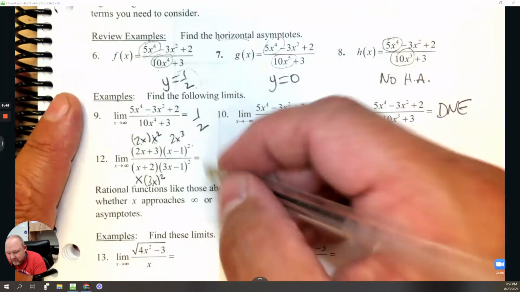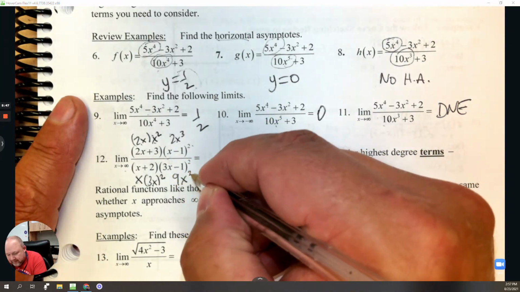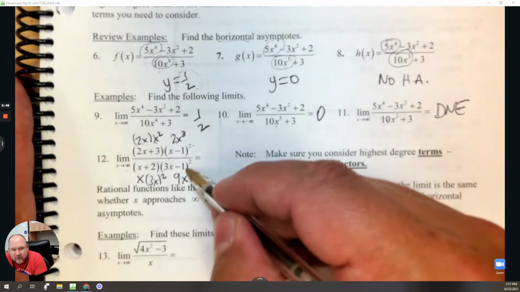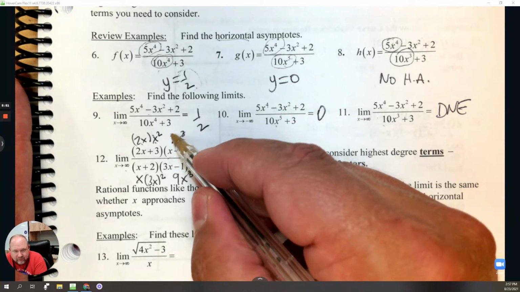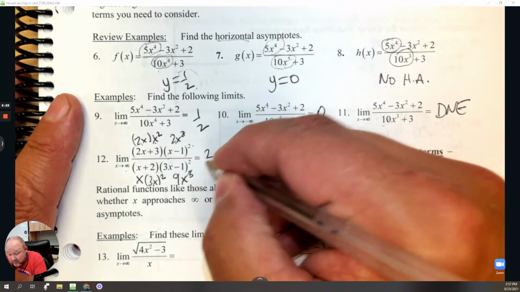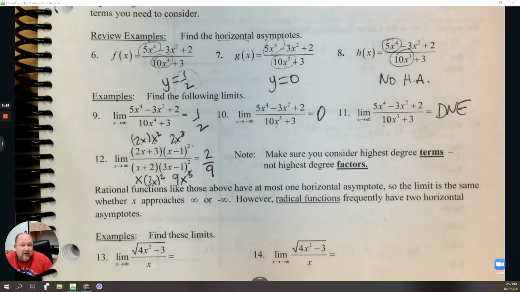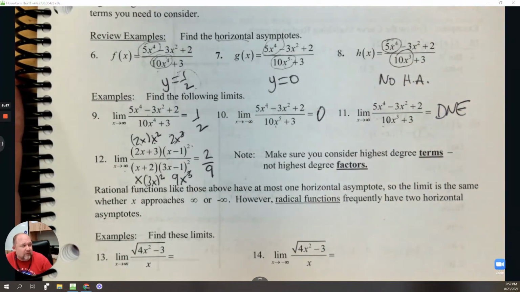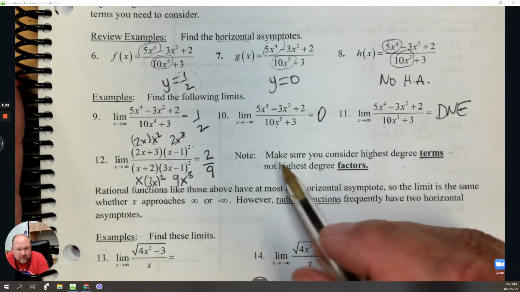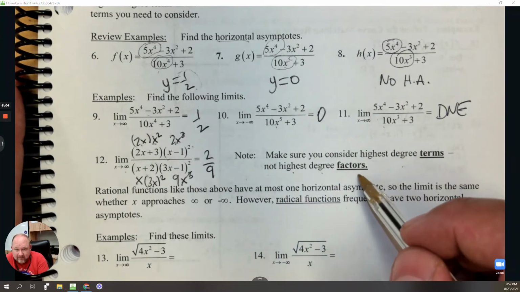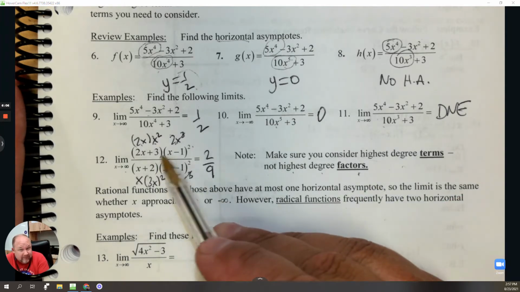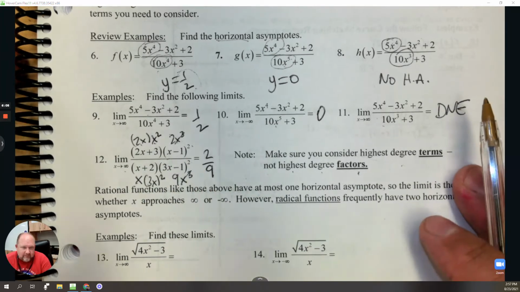So that's 9x cubed. So if we don't multiply it out correctly, the x cubes divide out and you're left with 2 over 9. But you would only see that when you just look at the power terms and multiply them out. Make sure you consider the highest degree terms, not the highest degree factors. Exactly. So we're not looking at factors, but they have to be multiplied out.